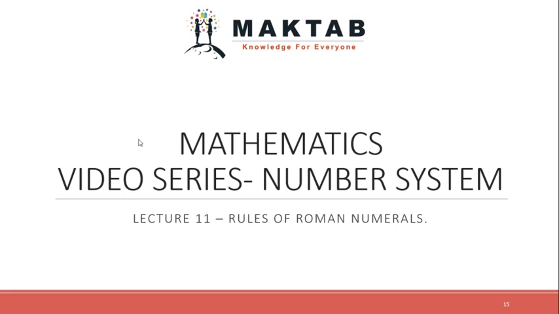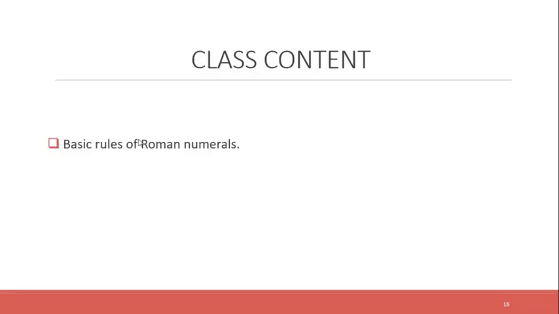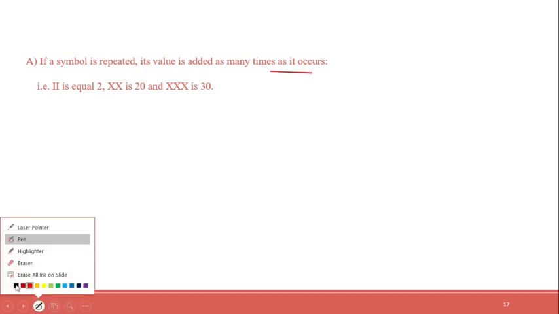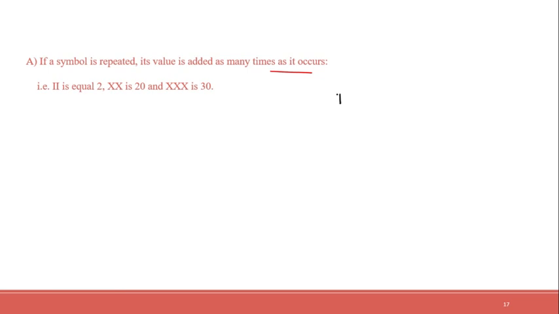In this lecture, we will learn about the basic rules of Roman numerals. So let's start with our first rule. This rule says if a symbol is repeated, its value is added as many times as it occurs. What does it mean? If I write it here like this, what does it mean in Roman numeral? It means 1, as we have learned in the previous lecture.